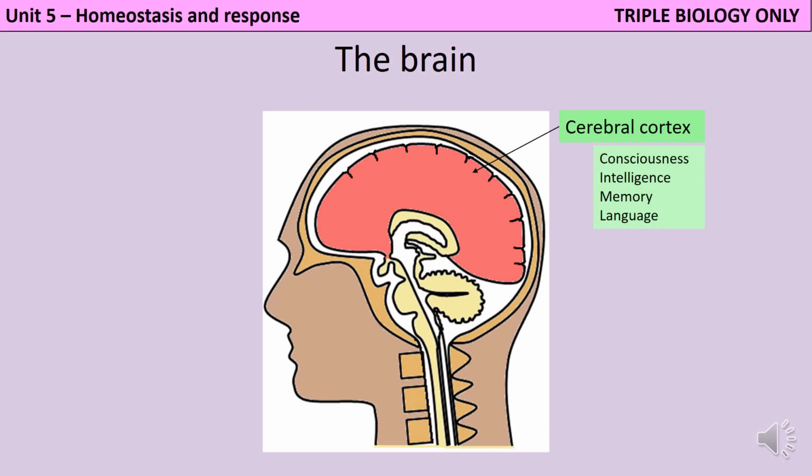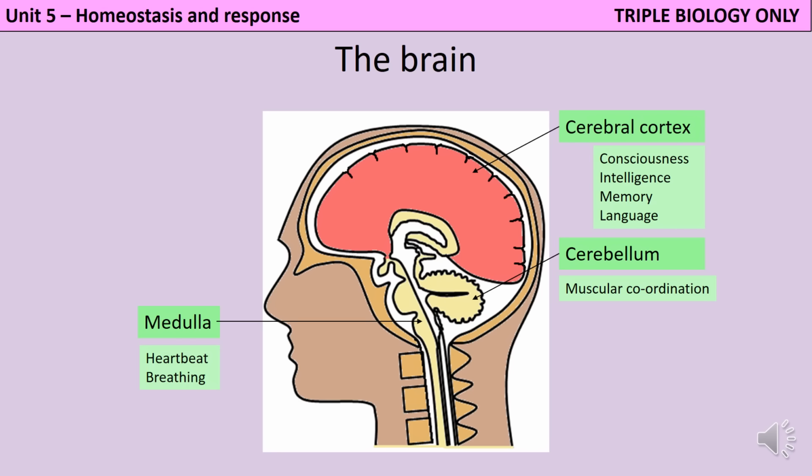Lower down at the back of the brain, we have the cerebellum. This coordinates muscular control for voluntary movements, like running or catching a ball. At the front of the brainstem, we have the medulla, and this is responsible for involuntary movements, things you would do even if you couldn't think about them, like your heart beating or your lungs breathing.